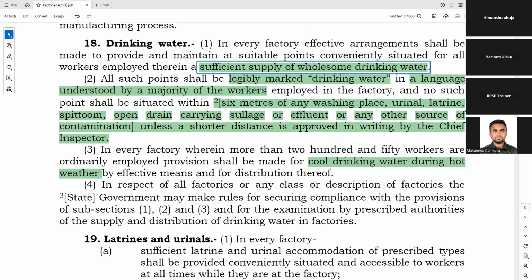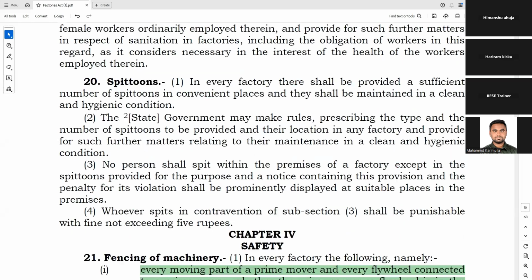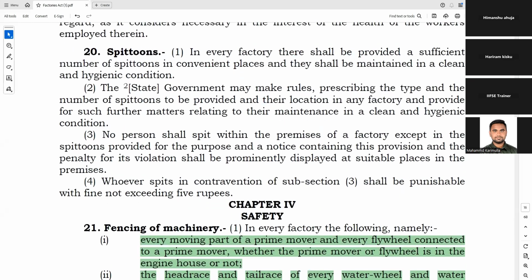Then latrines we talked about. Then spittoons, as I mentioned, they provide. Even for the spittoons there is a material, especially galvanized material, that we have to use, and also the height and the shape. It is clearly defined in the factory rules. People used to spit here and there in the factories. So it is unhygienic. Considering those hygiene conditions, we have to provide spittoons.